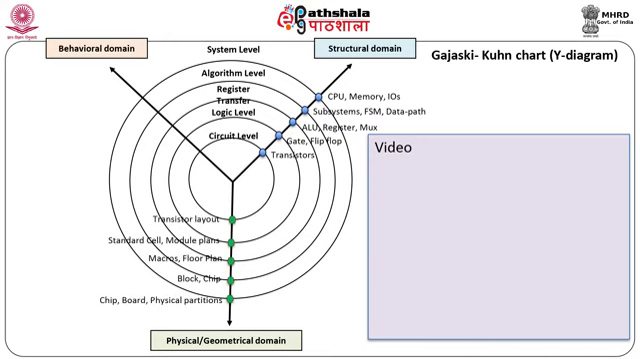Next domain is geometrical or physical domain. There is information about size, the shape, the physical placement which is included in this domain. At the outermost level, all ICs must be realized on a chip. These chips are further partitioned into several blocks or chips.